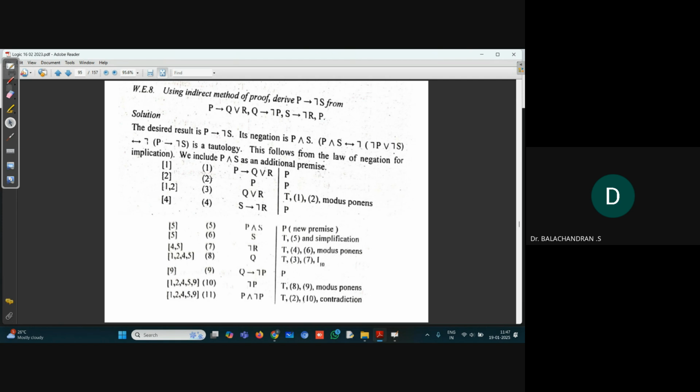Maybe you are using all the premises only. You should get the contradiction. So that is the way you need to do. Because here I used all the premises, and finally I get what? Contradiction.